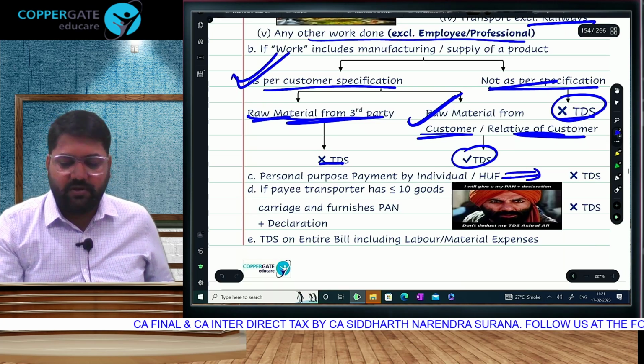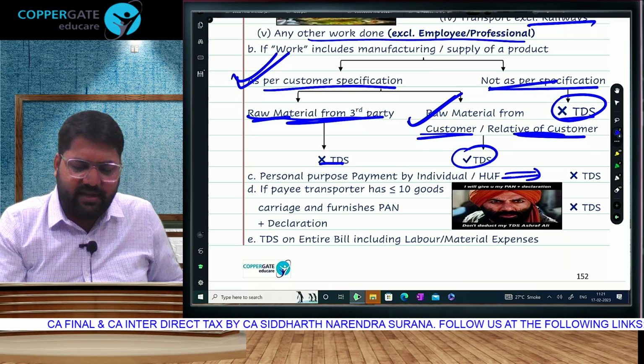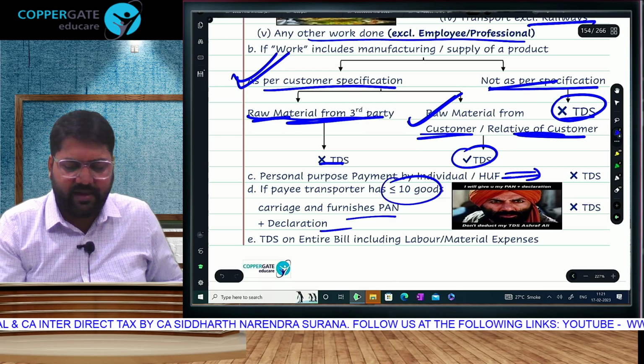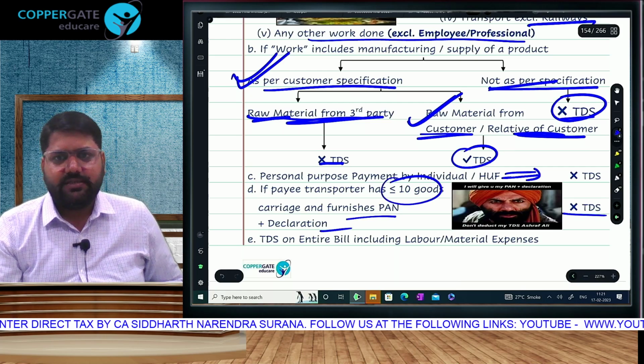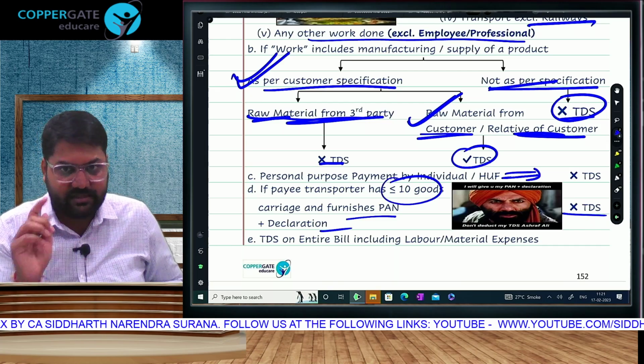Personal payment by individual or HUF, no TDS. Contractor and professional fees, no TDS. If the payee is a transporter having less than or equal to 10 goods carriages throughout the year and furnishes a PAN and declaration, no TDS. So, a transporter who has given PAN plus declaration, no TDS.